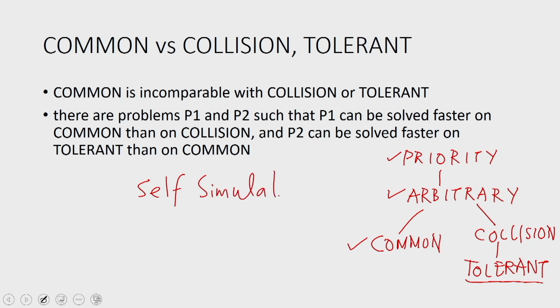We would like our models to be self-simulating. A model is said to be self-simulating if a larger PRAM of that model can be simulated on a smaller PRAM of the same model for a proportionate slowdown. We shall show that all these models are self-simulating except possibly for tolerant, and self-simulation is a crucial property. Since tolerant is not known to be self-simulating, we do not use tolerant much.